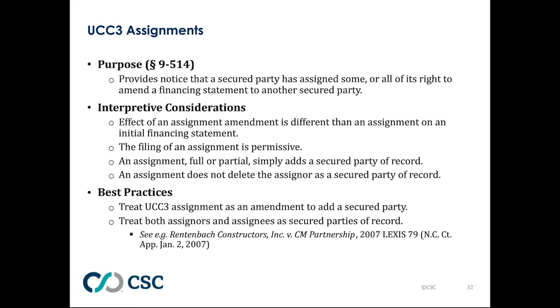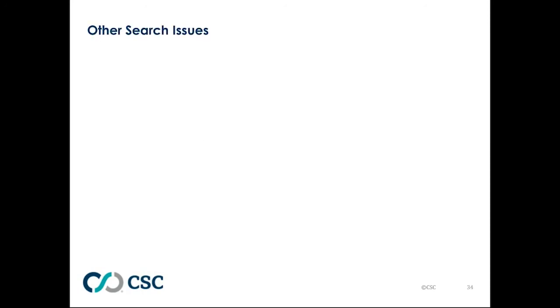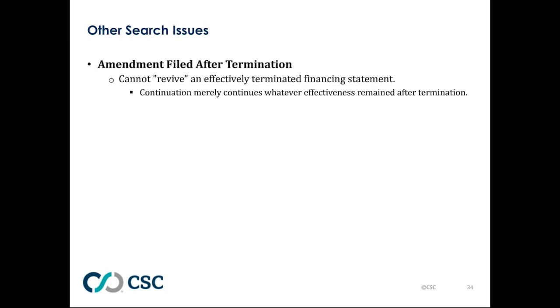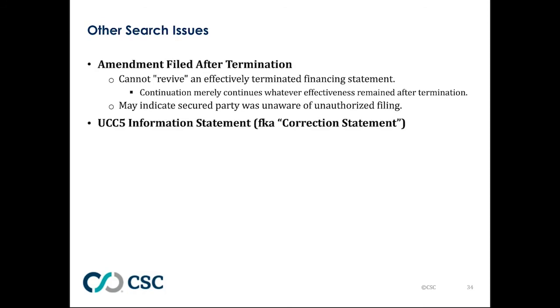A couple other search issues to quickly go over. If an amendment is filed after a termination, this shows up on searches all the time. This can mean a couple of things. For one thing, an amendment filed after a termination cannot revive the effectiveness of an effectively terminated financing statement. But it may indicate either A, that the secured party was unaware of an unauthorized termination statement, or it could indicate that the secured party just simply got its wires crossed and continued or amended an otherwise terminated record. The only way to know for sure is through further inquiry.